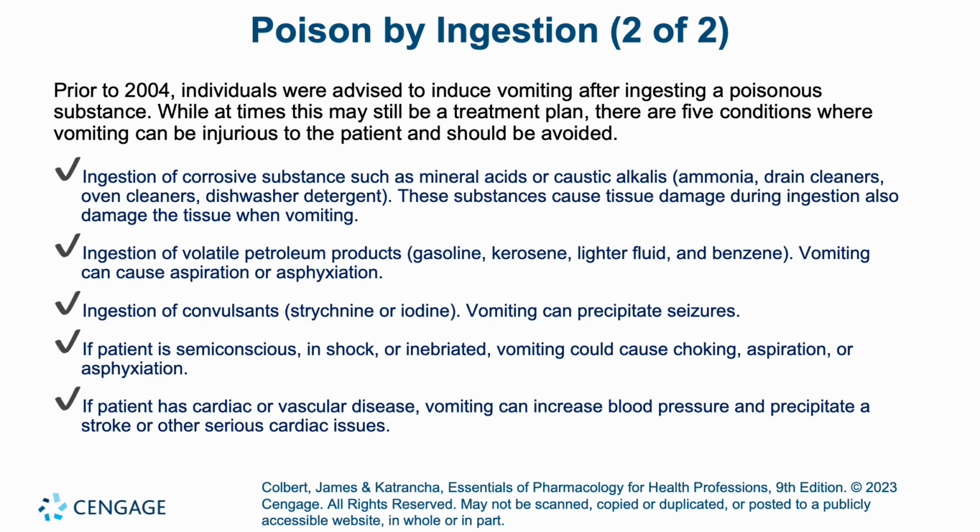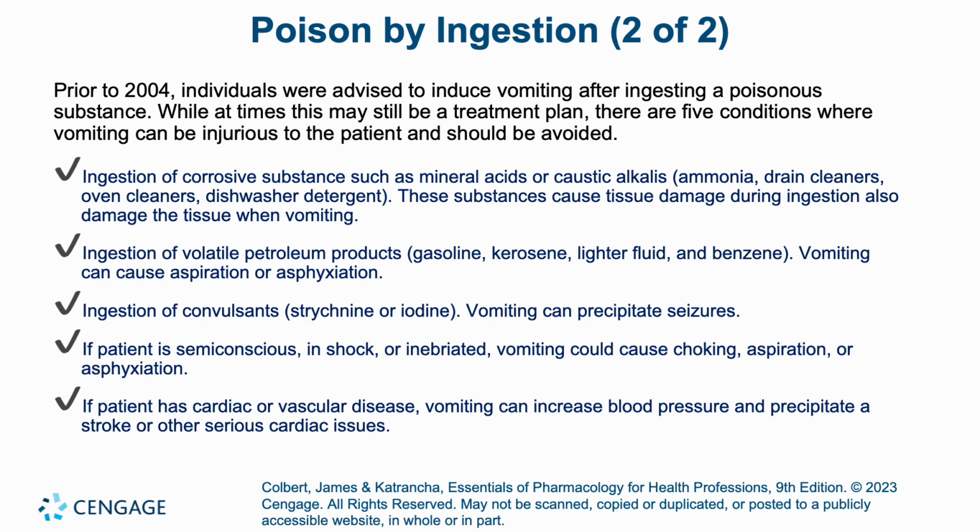The first one is ingestion of corrosive substances such as mineral acids or caustic alkalis. These are things like ammonia, drain cleaners, oven cleaners, dishwasher detergent. These substances cause tissue damage during ingestion, and they also damage the tissue when vomiting. So sometimes the stomach and intestines have a better chance of neutralizing these substances versus vomiting them back up, which could corrode the tissue, which could be very caustic to the tissue of the esophagus and mouth.